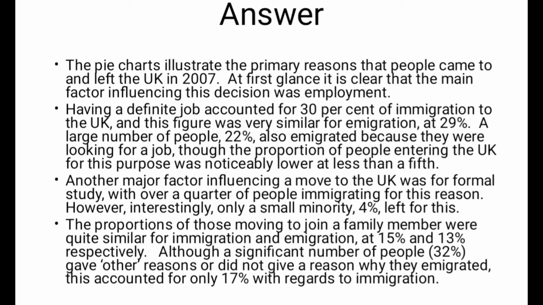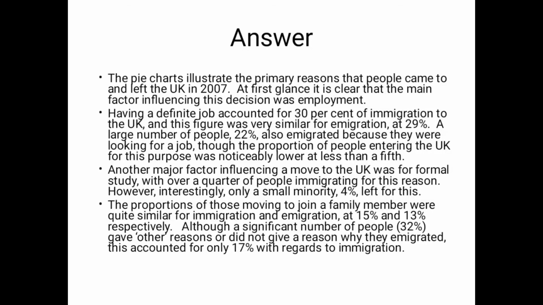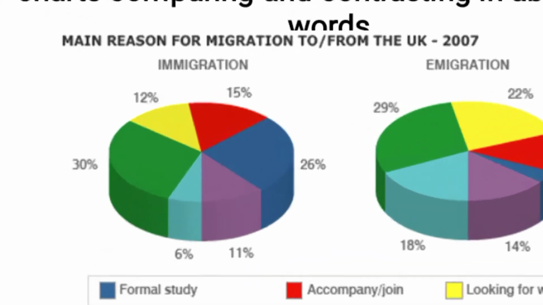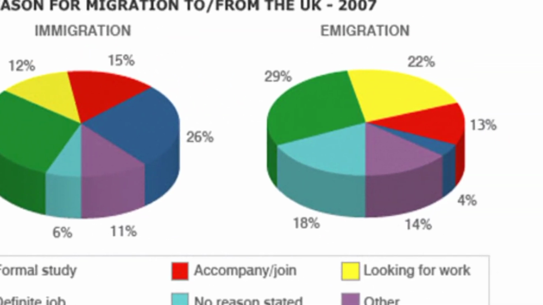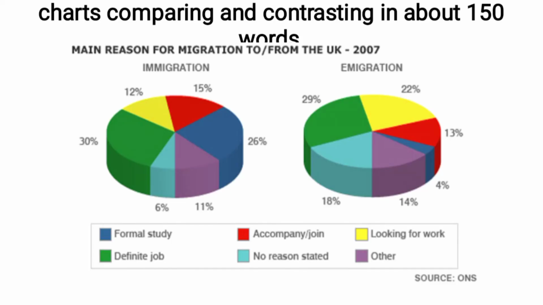So people going from England, when we compare, is less than people coming to England. Another major factor influencing the move to the UK was formal study. So the second, let us see what is dominating the figures. Here you see formal study is given in color. So it is dominating here, but in emigration it is very less. From the UK very few people go to other countries to study, but from other countries people come to the UK in large number. So that is a comparison here.